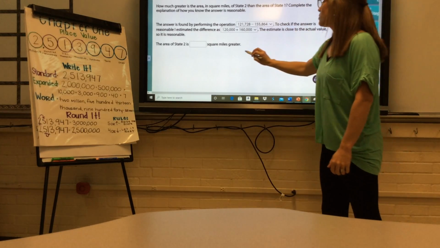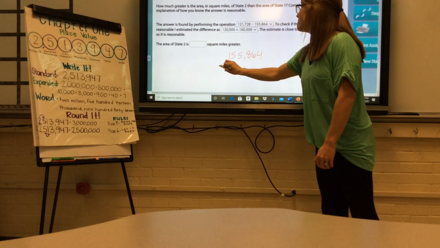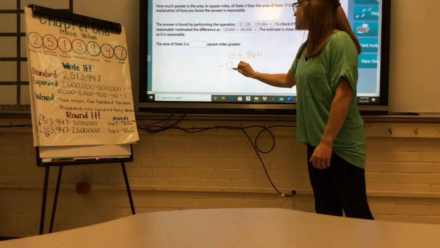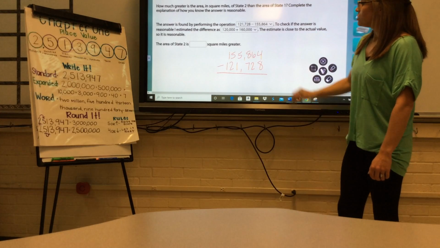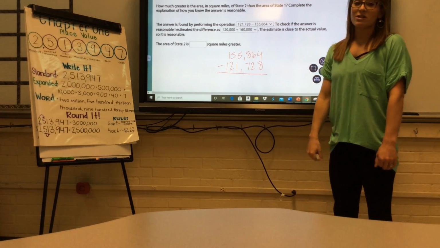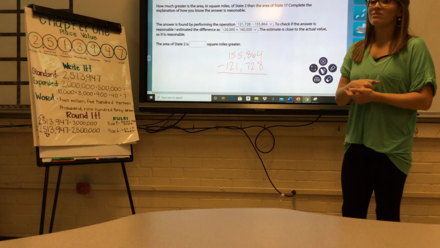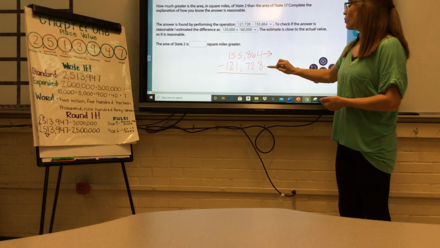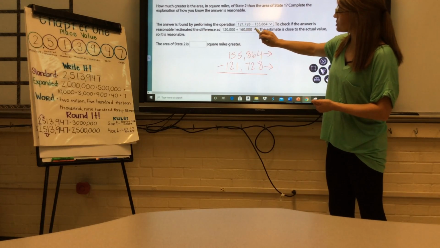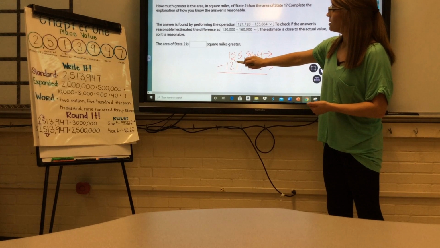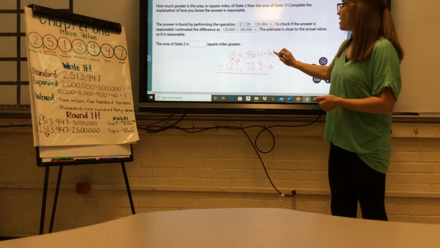So our subtraction problem is going to look like this. 155,864 minus 121,728. Okay? So when we subtract those, that's going to give us our actual answer. But they said to make sure our answer was reasonable, which means we're going to have to round first. So when we round 155,000, they're wanting us to round to the 10,000s place. So that 5 is going to tell that 5 to do what? Right? Round up.